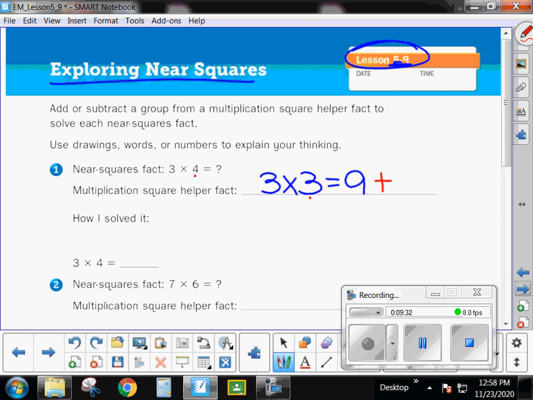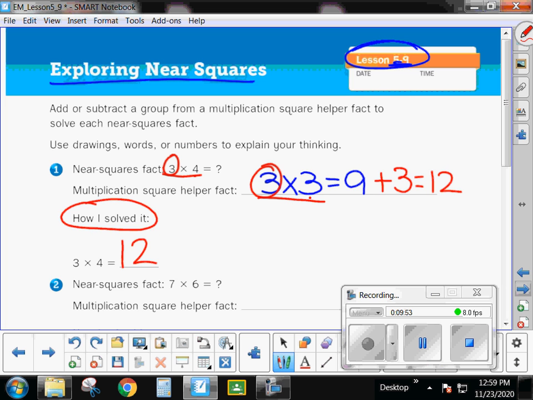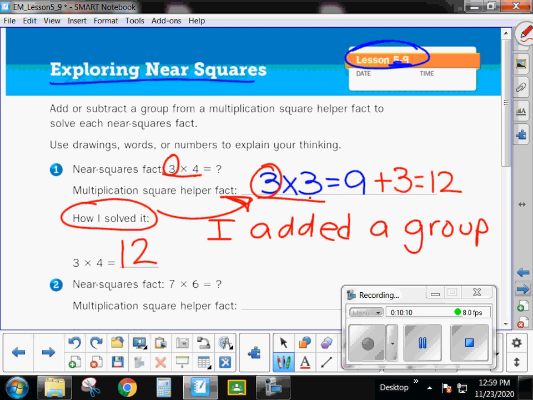What do I need to add on? Which number is in both problems? 3, right? There's a 3 in this problem and there's a 3 in this problem. So that's what I'm adding on. 9 plus 3 equals 12. So my answer is 12. Now this says how I solved it. As long as you're showing me all of that work, I'm perfectly happy with that. If I do ask you to put that in words, all you would need to say is, I added a group of 3.